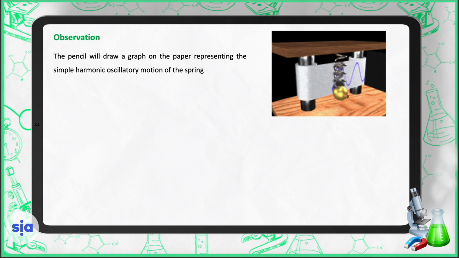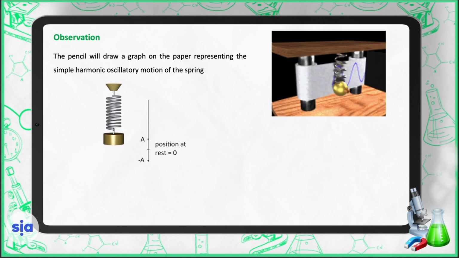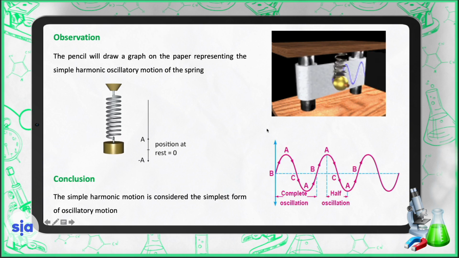You will find that the pencil will draw a graph on the paper representing the simple harmonic oscillatory motion of the spring, exactly like you see in this picture. Here is the movement of the spring when you pull it down and then let it go. The graph representing simple harmonic motion is considered to be the simplest form of oscillatory motion, as you will see in this graph.